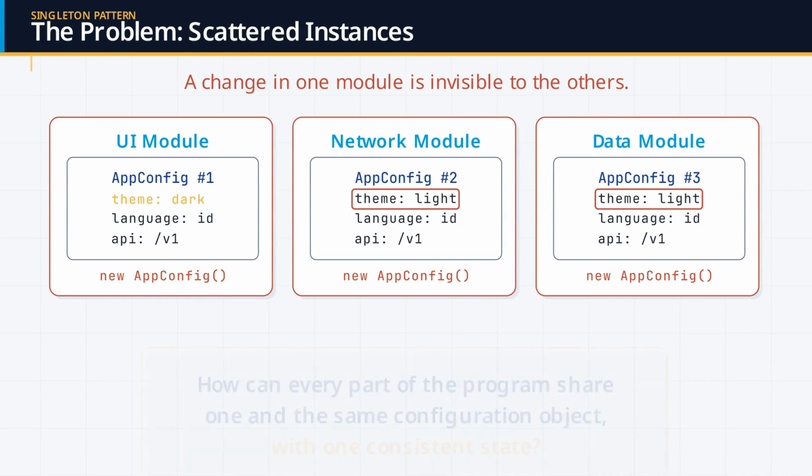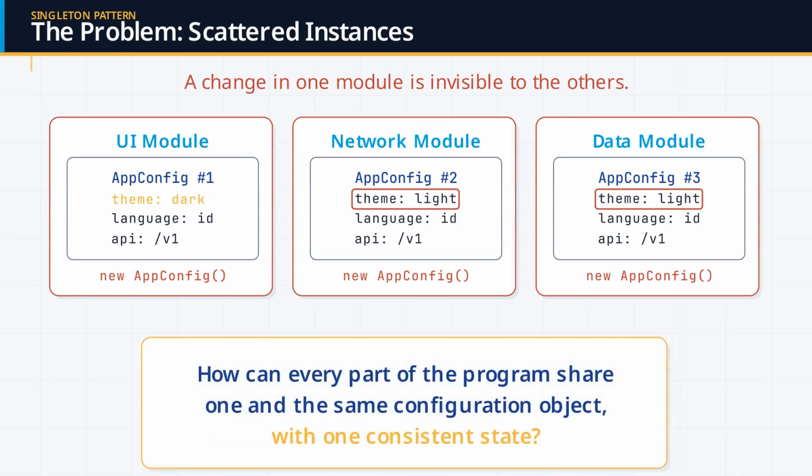Let's begin. Picture an application configuration manager, AppConfig, holding a theme, a language, and an API endpoint. Several parts of the program each build their own AppConfig with new. A change made in one stays invisible to the others, and memory is wasted on duplicates. How can every part share one consistent configuration?